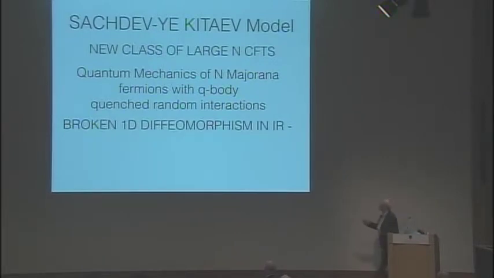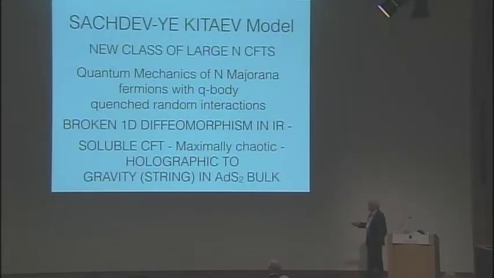But, as was already realized by Sachdev and Ye, these models already show signs at the quantum mechanical level of quantum gravity. They exhibit a broken diffeomorphism invariance, this time of time, in the infrared. And they, as I said, give us a soluble conformal field theory, which Kitaev argued is as chaotic as it could be.